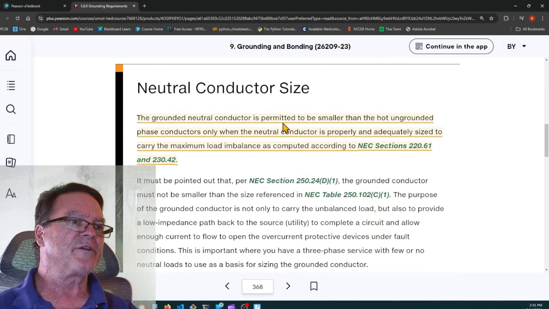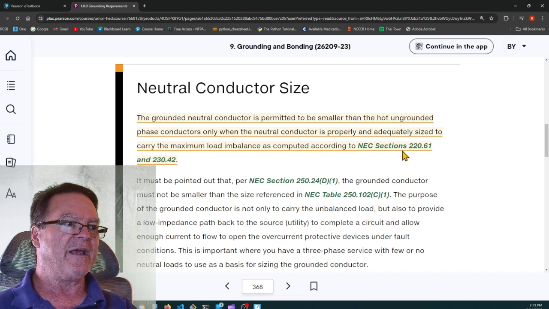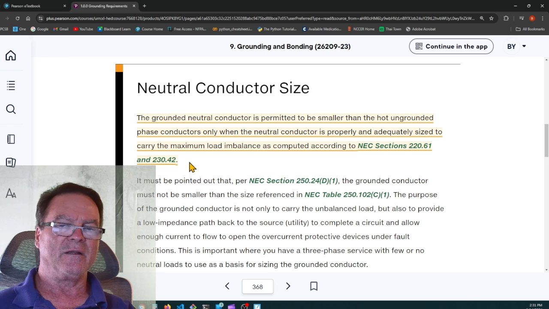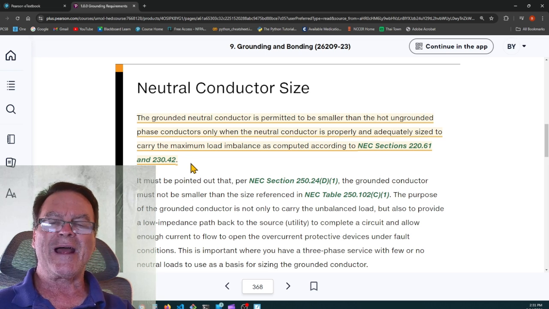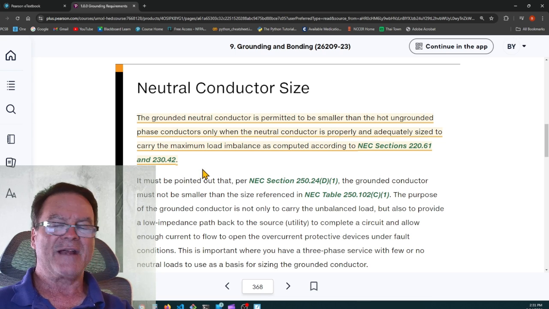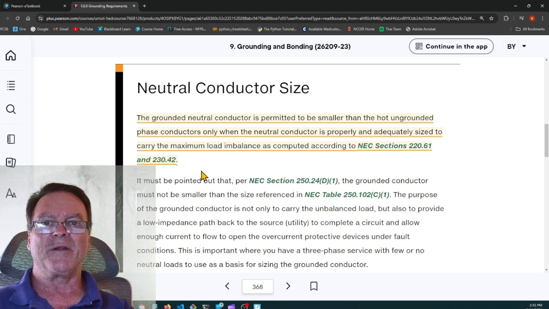Here's a highlight. It says the grounded neutral conductor is permitted to be smaller than the hot ungrounded phase conductors only when the neutral conductor is properly and adequately sized to carry the maximum load imbalance as computed according to NEC section 220.61 and 230.42. So in a lot of cases, the neutral, the grounded conductor, is only going to be carrying the imbalance between the ungrounded conductors. And in a lot of cases, the National Electrical Code will allow us to size the neutral conductor smaller than the ungrounded conductor.